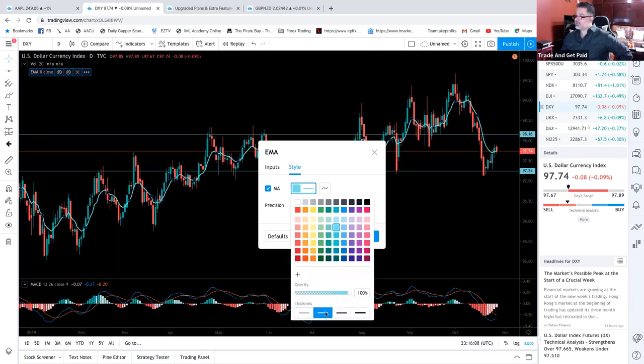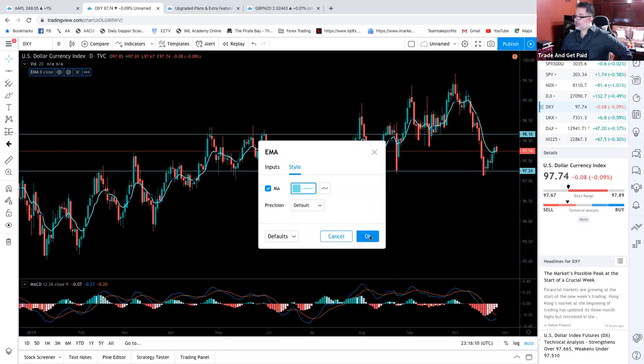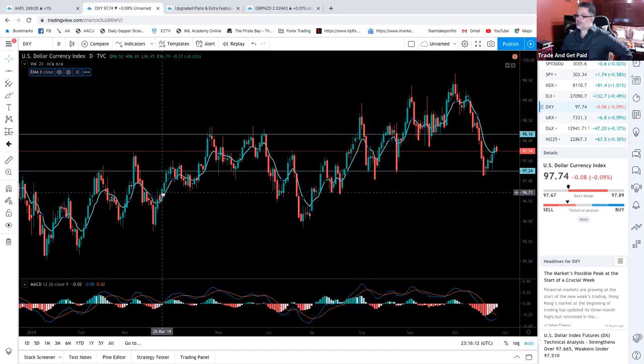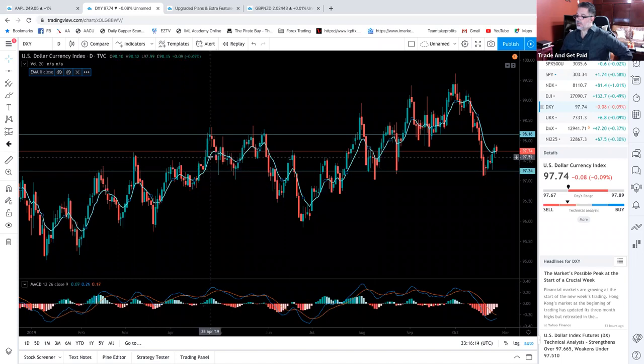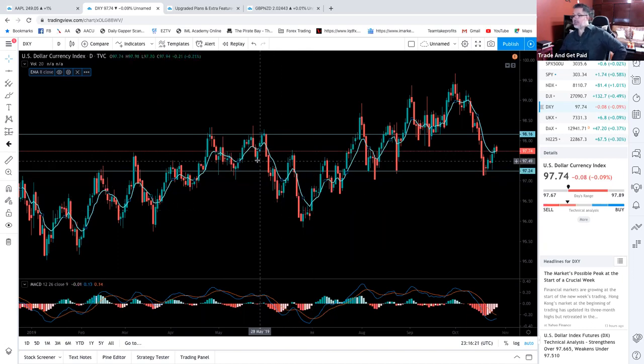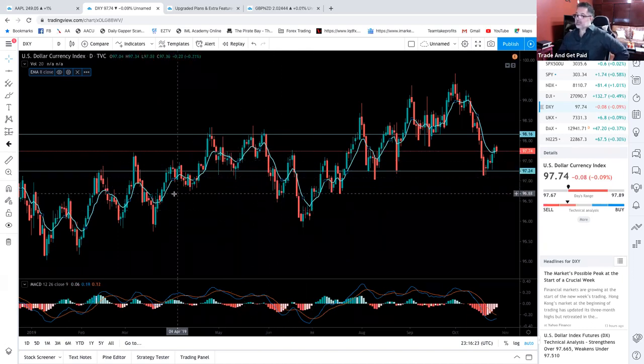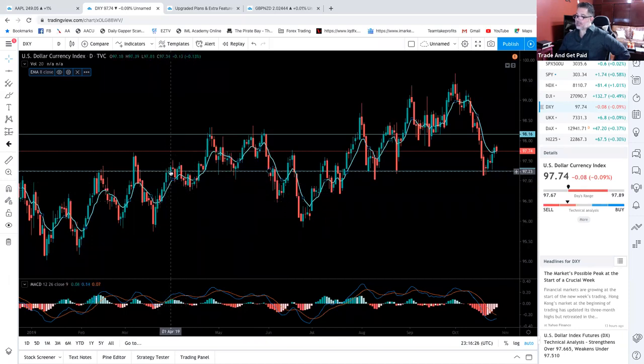Okay, you can change it there. And click OK, and there is your moving average, okay? The 8 exponential moving average is a dynamic indicator, or dynamic support and resistance, that follows the action. When the action is above it, you're in an uptrend. When the action is below it, you're down.